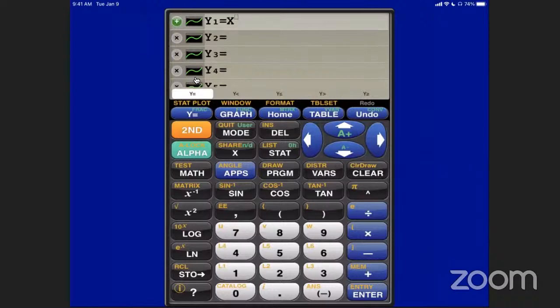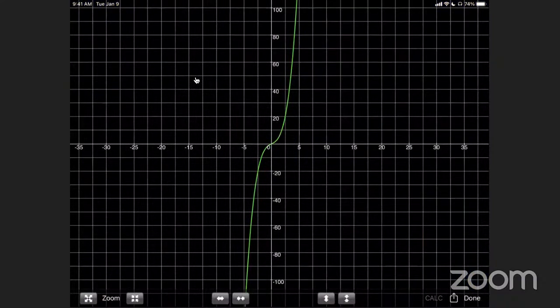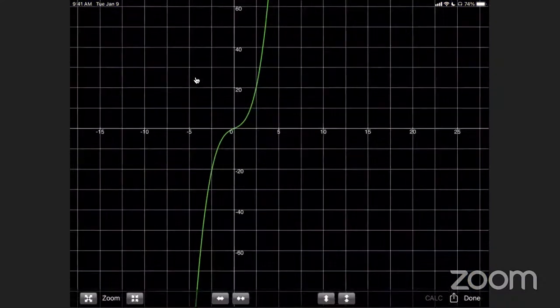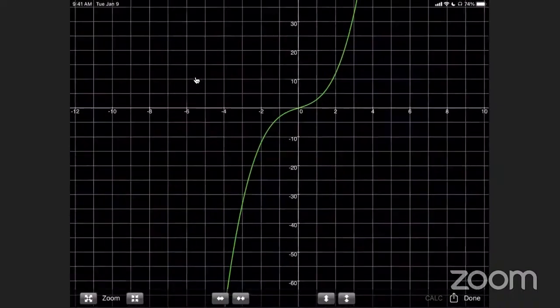X cubed plus 2x. If I look at that graph, and I'm going to zoom in on that graph.